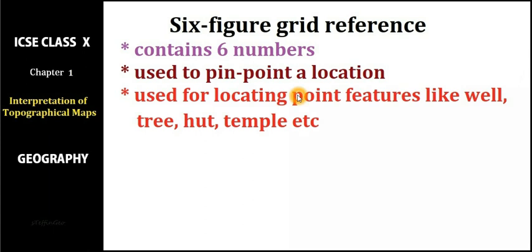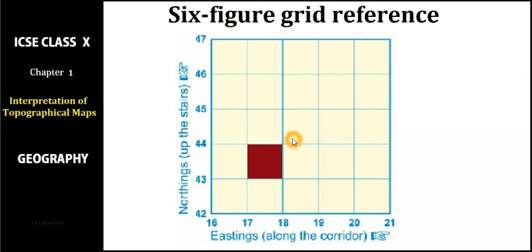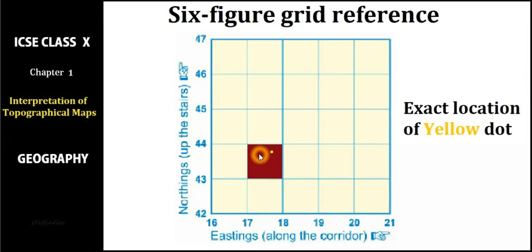We have a lot of features like a well, tree, hut, temples, which are shown using very minute dots in a map, right? Suppose we have a grid system like this and we have a yellow dot here. How can we represent it? What is the grid reference of this one particular yellow dot? What is the exact location of the yellow dot?